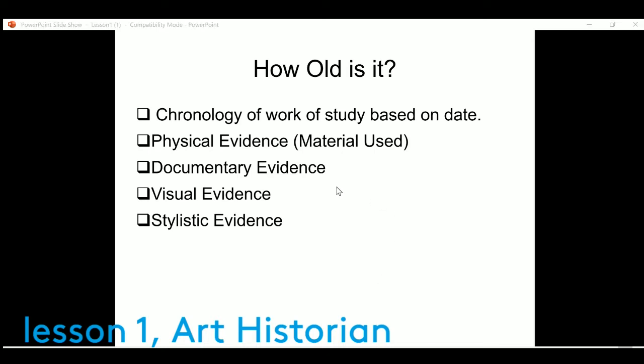How old it is would usually be based on a chronology of study based on date. Sometimes when people discover it, they will know how to put the timeline based on the date of the discovery and the actual artifact itself. And then physical evidence, which we'll talk about further later, plus documentary evidence, visual evidence, and stylistic evidence, right?